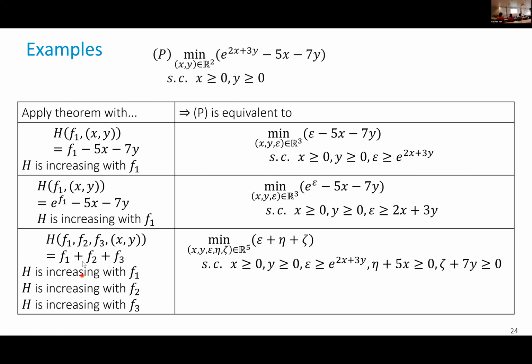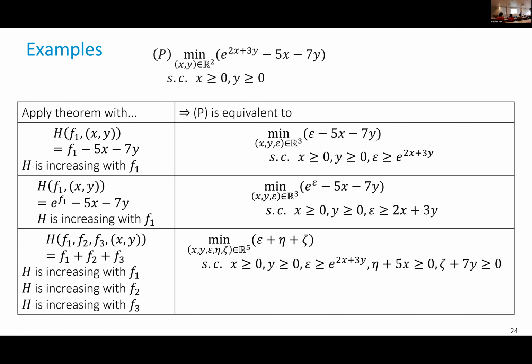Here is one way of applying. I say h, that's the mapping that transforms the variables, x, y, the sub-expressions into the original objective function. That's the original objective function. I can consider that I have three sub-expressions, the first, the second, and the third. Then my mapping h is equal to f1 plus f2 plus f3.